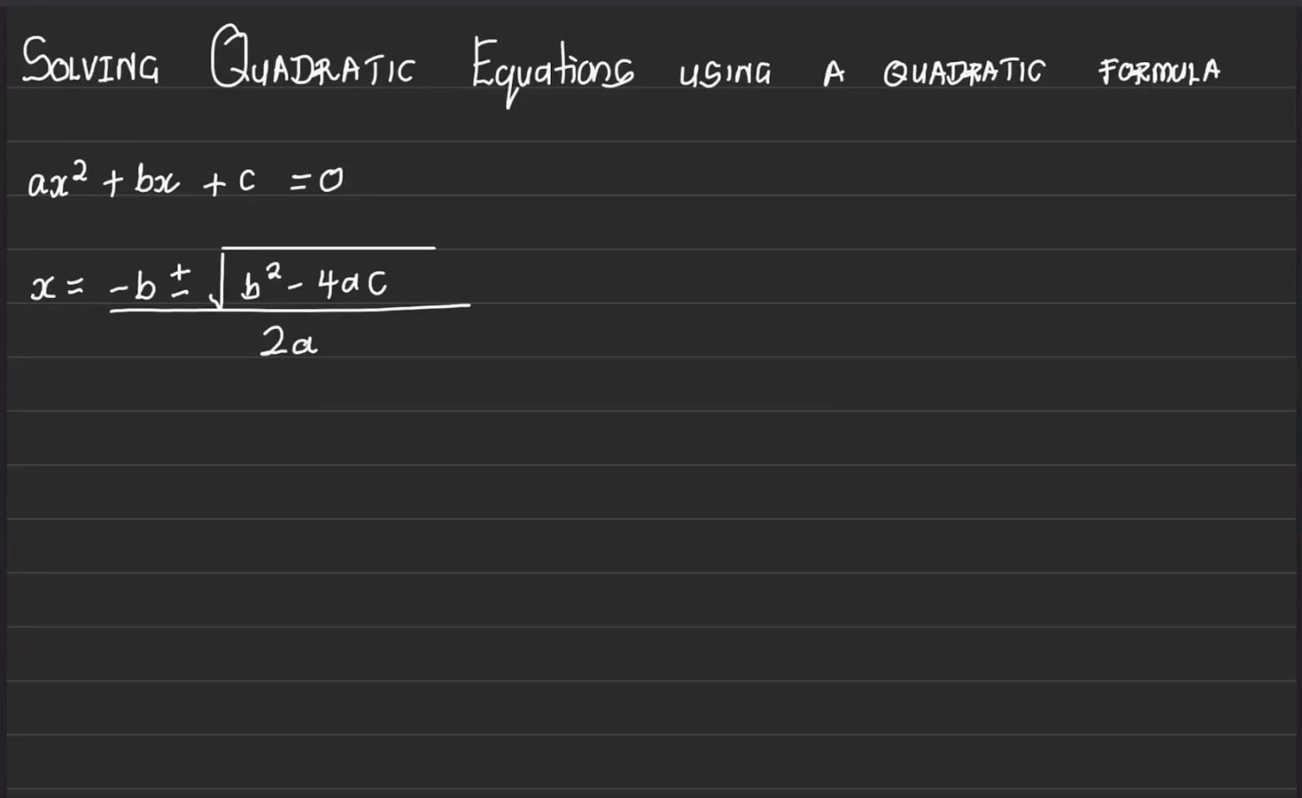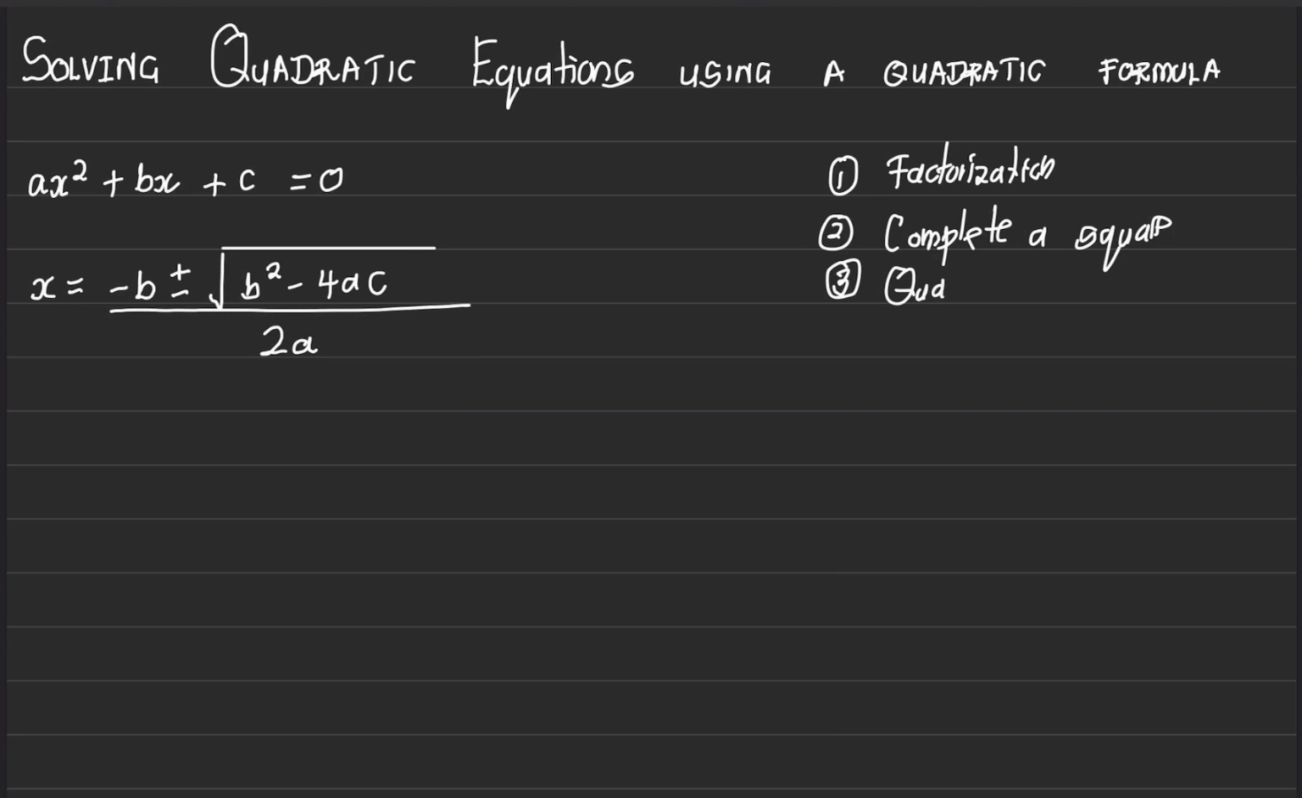So we are still continuing to solve quadratic equations. Up to so far we have solved quadratic equations using the first method, which was factorization. We have also solved quadratic equations by using a method in which we complete a square. And last but not least, we have reached the final method that we can use to solve quadratic equations as well, which is by using the quadratic formula.